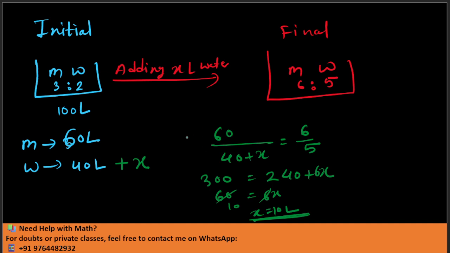Okay, so this is how we can solve. We have 60 liter, we have 40 liter, and we are adding x liter, and we are taking the ratio, and we get the final ratio. By equating it, we get the value of x. All right. I hope you understood till here.